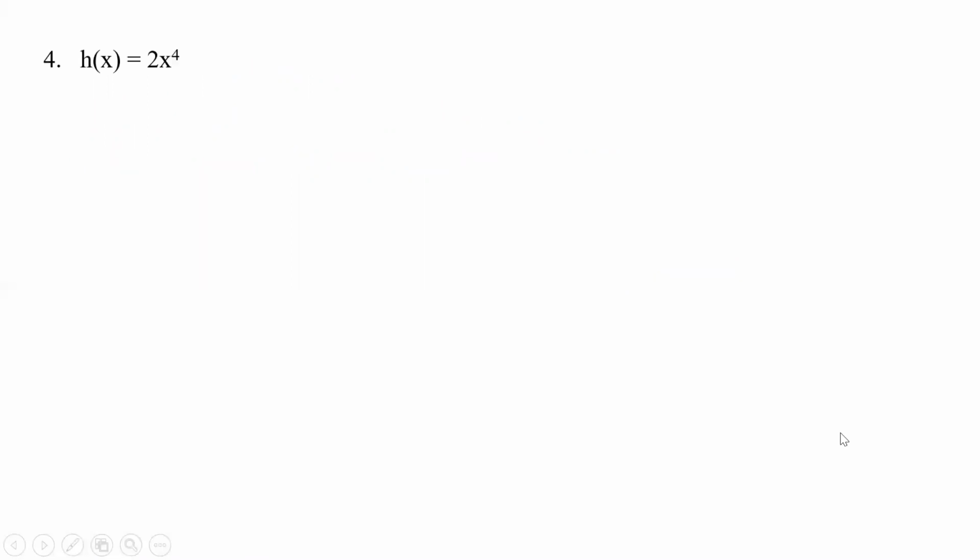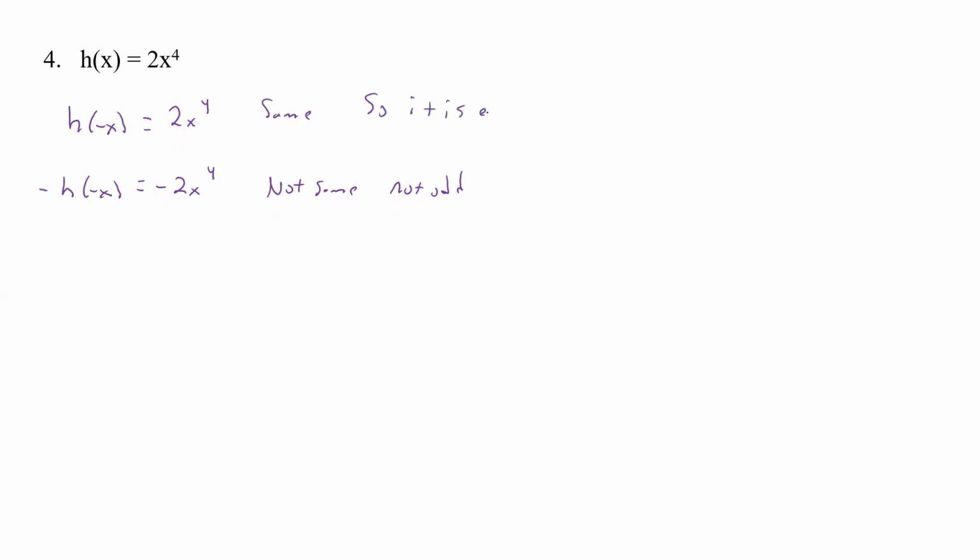What about here? 2x to the fourth. All right, well, this one we can just start plugging in things. We can plug in a negative x, and then we can say, well, h of the negative x. Okay, well, if we plug in a negative x to the fourth, that's going to become positive. So that's 2x to the fourth. Now, if we take the opposite of that, that's a negative 2x to the fourth. Well, that's not the same. So that's not odd. But guess what? That and that are the same. And so therefore, it is even.